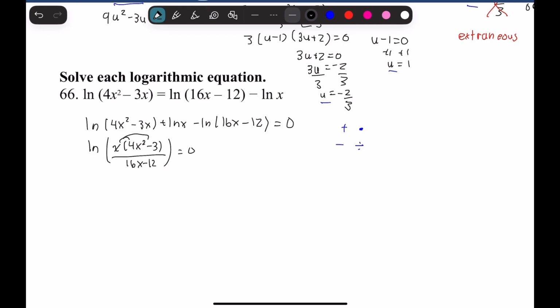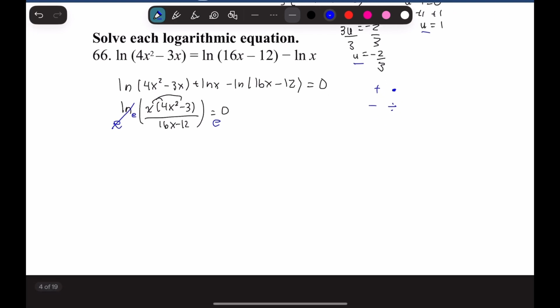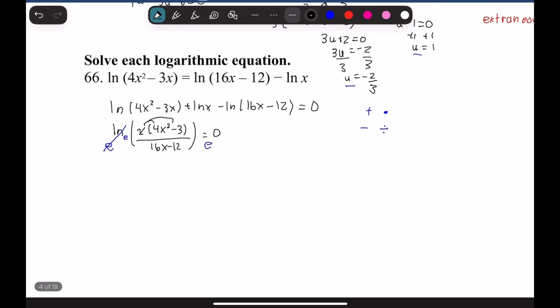Then after this, you're just gonna FOIL this. We can also raise both sides to the power of e, so that we can cancel this, because when there's an e here and a log right here, this just cancels out. That's the rule of logs. And e to the power of 0 is just gonna be equal to 1, so then you can change this into 1. This is gonna multiply, distributing x, to 4x to the power of 3 minus 3x squared, and then dividing by 16x minus 12.